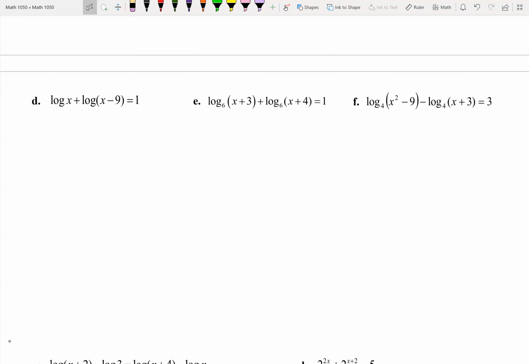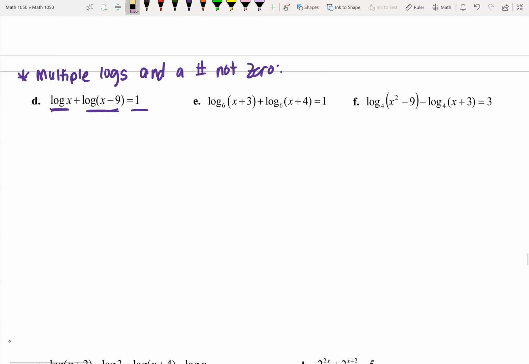Okay, question D, E, F. All of them? Okay, so that's good because these are pretty easy, I think. So write this down up above. Don't say 2. Say multiple, because it could be more than 2. Multiple logs and a number that is not 0. Look what we've got: log, number that's not a 0.